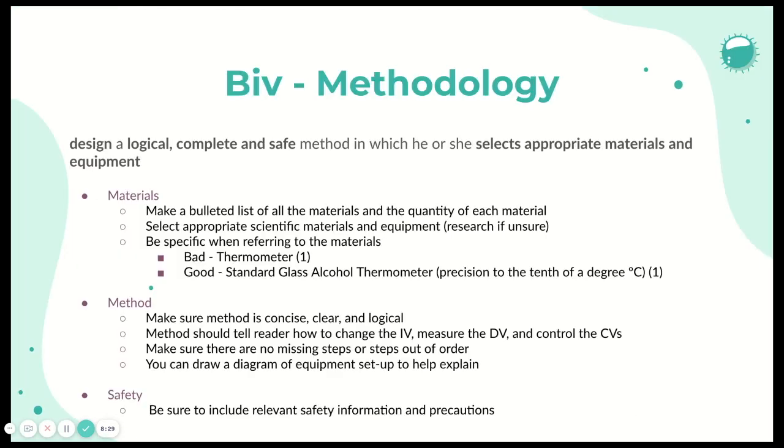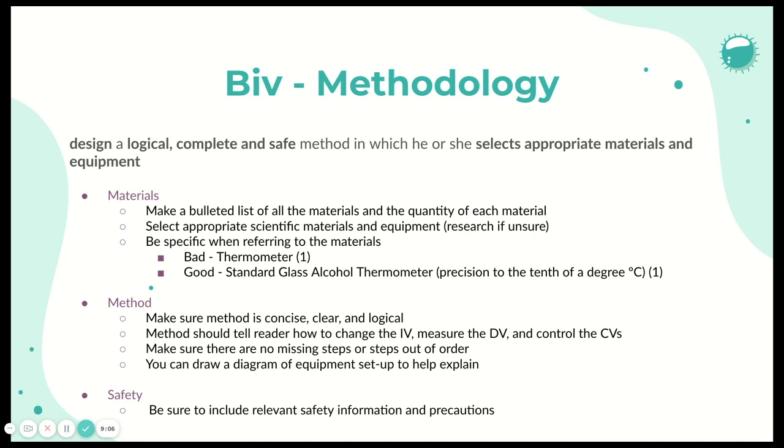For the method, it asks you to design a logical, complete, and safe method in which he or she selects appropriate materials and equipment. So first, you're going to make a list of materials and how many of each material you'll need. You'll have to select the appropriate equipment. So research if you don't know. For example, you can't use a beaker to measure volume. You're going to have to use a measuring cylinder for that. So just make sure the materials are scientific equipment and make sure that they're using for the correct purpose.